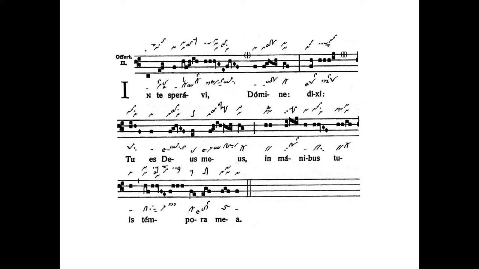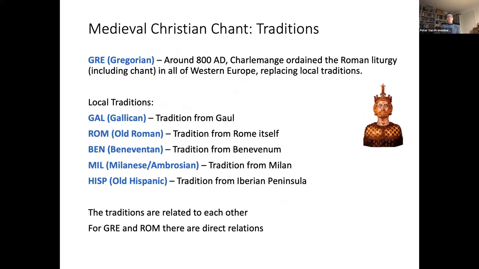So this is what we are talking about, these kinds of chants. The way I perform is modern. We don't know how they sounded in the Middle Ages, but we do have some sources. And we do know quite something about the history of these chants, but there are many open problems.